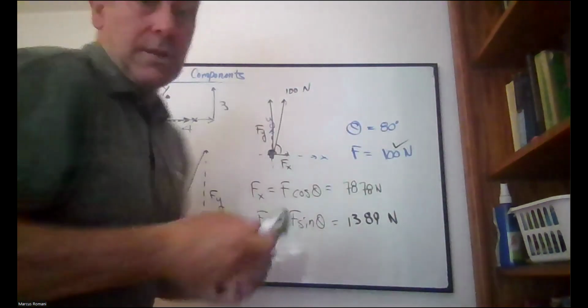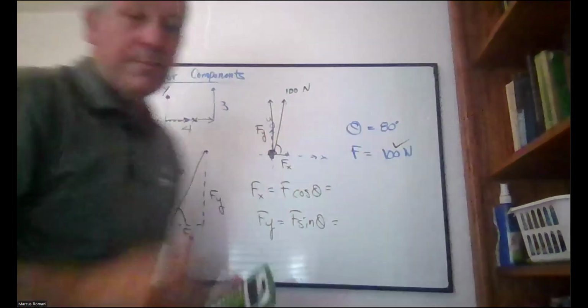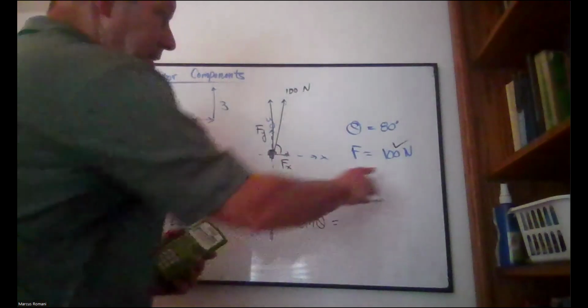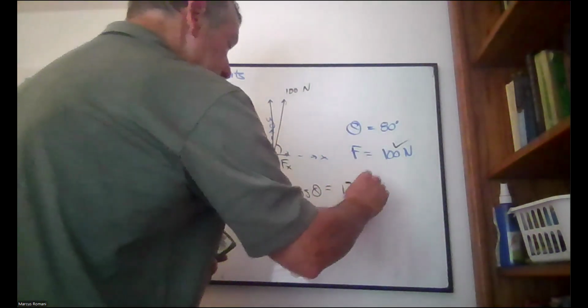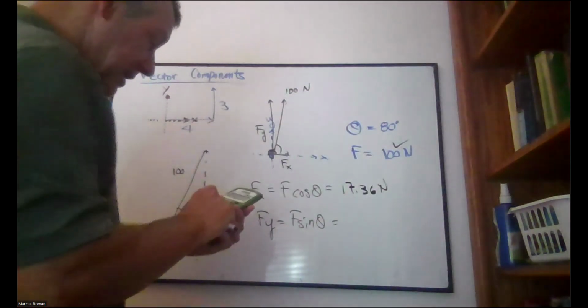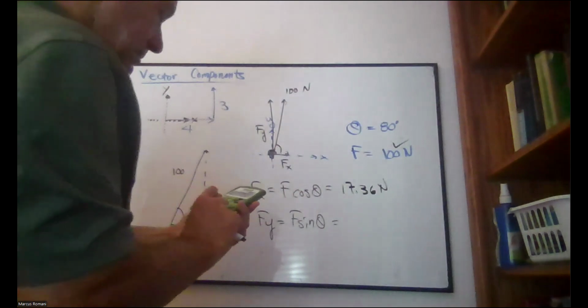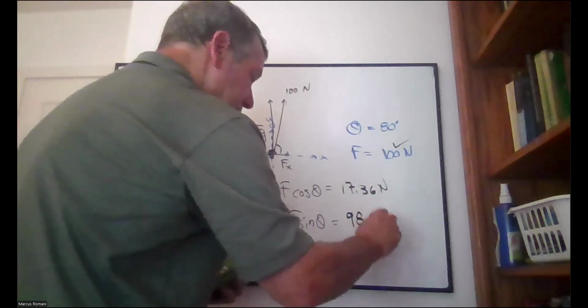Hang on for just a second here. I'm going to pause and fix up a couple of these numbers. I think I have a mistake. Okay, so too bad we weren't in class, so someone couldn't catch me. So 100 times cosine 80, I'm getting 17.36 newtons. Okay, and 100 times sine 80, I'm getting 98.48 newtons. Sorry about that mistake earlier.